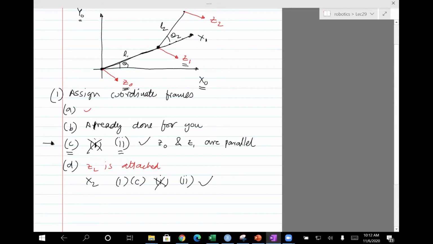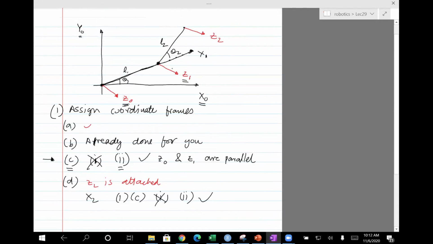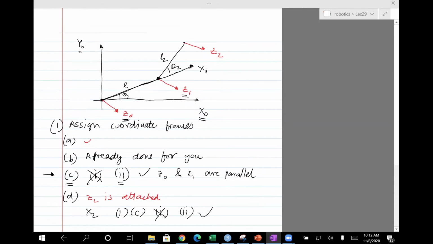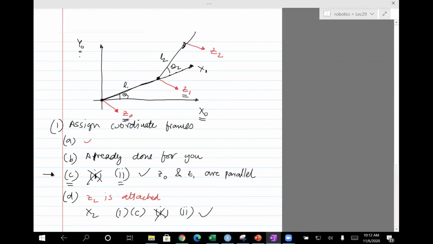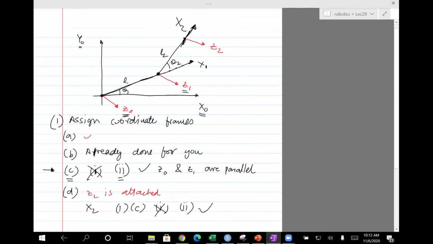So number 2 says that there are infinitely many perpendiculars between Z1 and Z2. Choose the perpendicular which intersects Z2. So this is the one. And so we'll draw X2 in this fashion. Okay. And then we are done.